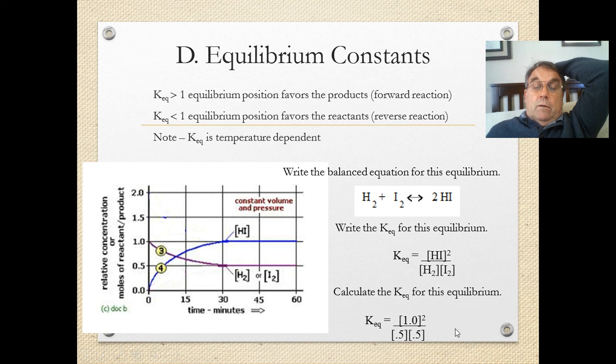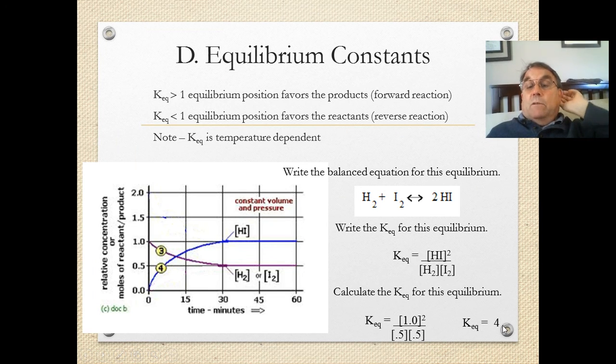Plug those in, 1 squared divided by 0.25. So the K value is 4. So does it favor reactants or products? It favors the products, but just by a little bit.